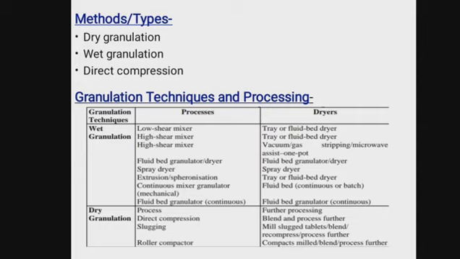In the dry granulation technique, we have used processes such as direct compression, slugging, and roller compactor, and the further steps such as blend and process further, mill slug tablets, or blend or recompress or process further, or compacts milled or blend or process further. Have a look.